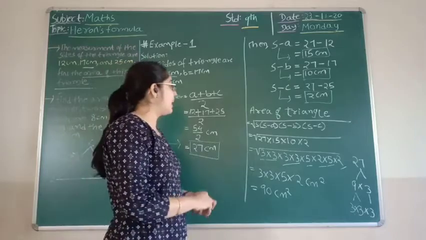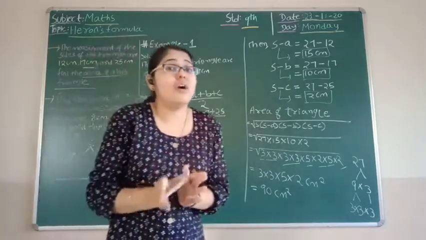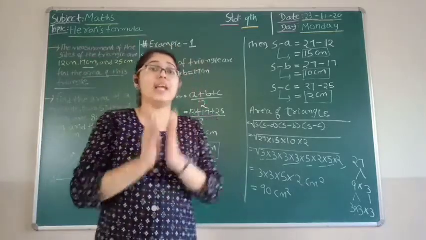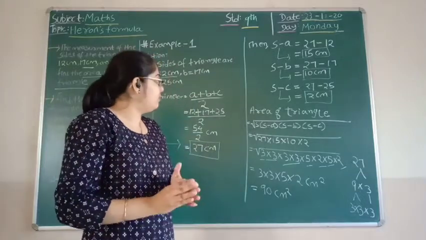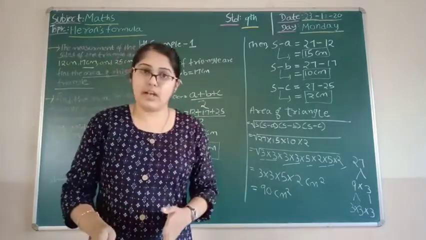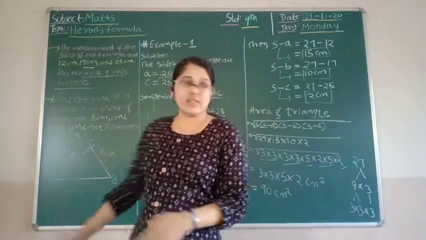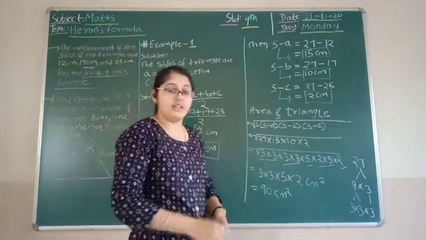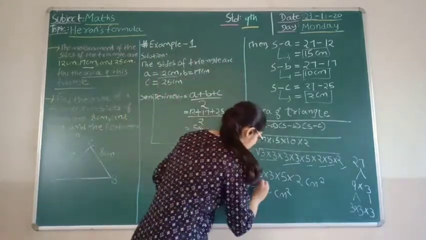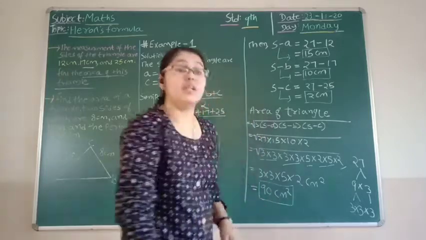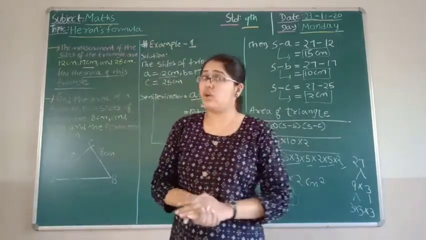So students, I can say that the area of the triangle by Heron's formula for this particular sum is nothing but 90 centimeter square. So let's recall this sum very quickly.